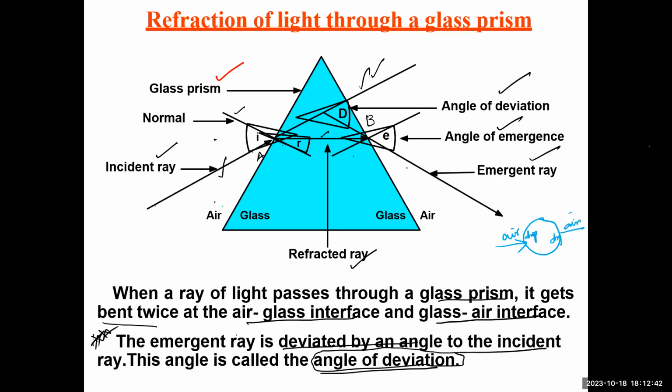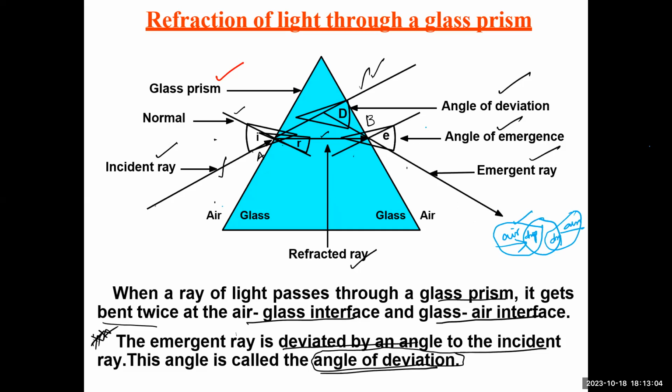How many interfaces are there? Ultimately, there will be two interfaces. Interface means what? It's the junction point where the ray passes between the two media. Interface is nothing else but a junction point between two media. What are the two media here? The first medium is air, and the second medium is the water droplet.